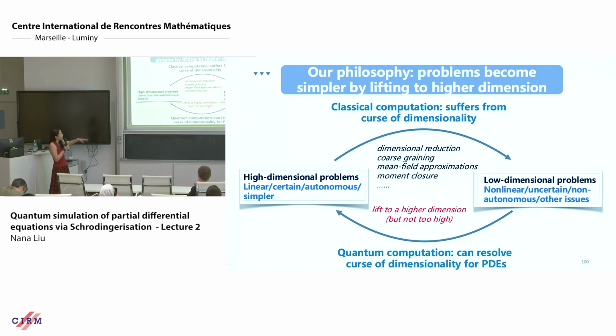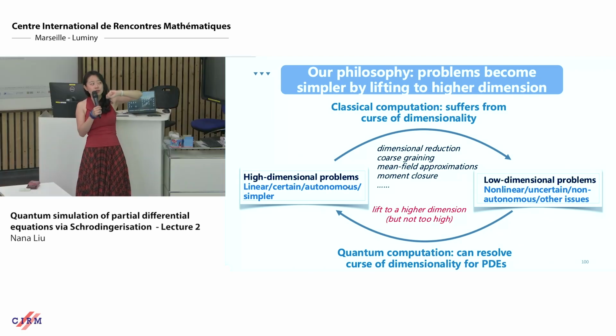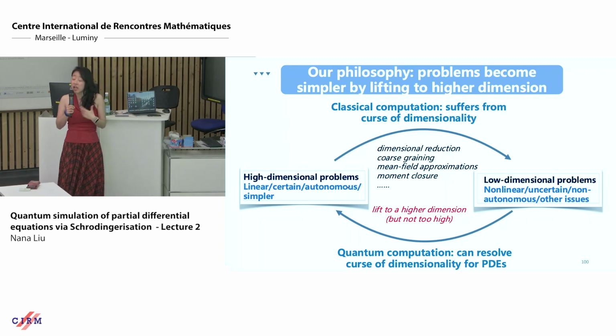But here, what we do is go the other way around. When we have a low dimensional problem, or a high dimensional problem, we increase it, but not too much higher, which then makes certain complications like uncertainty, being non-autonomous and nonlinear, become linear, certain, and autonomous. Okay, and Schrodingerisation is also part of that. And it'll be great if you can help to add to this list of other kinds of dilations in terms of the problems that you see.